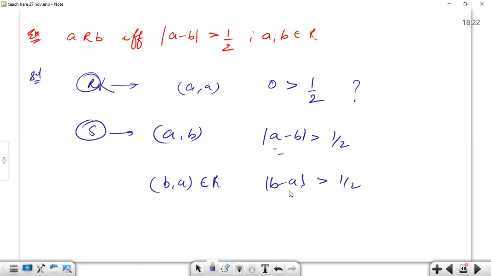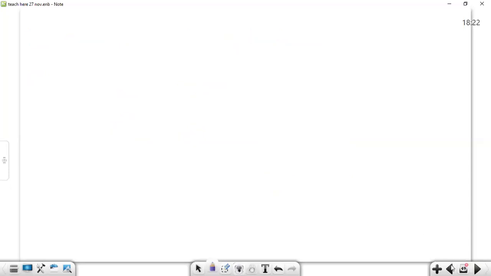Good. Now let's check for this. If these are the same things, we can write it as this, which is already true from the condition. So yes, it is going to be symmetric. Okay. Yes, sir. Now let's check for transitive.